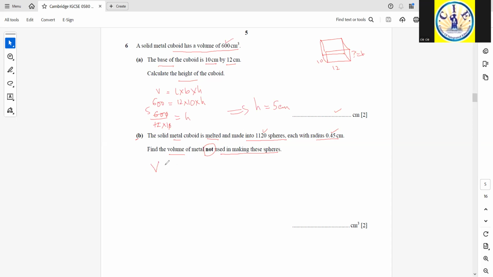So volume of a sphere is equal to 4 by 3 pi r cubed. So that is going to be 4 by 3 times the value of pi and then 0.45 and its whole cubed.